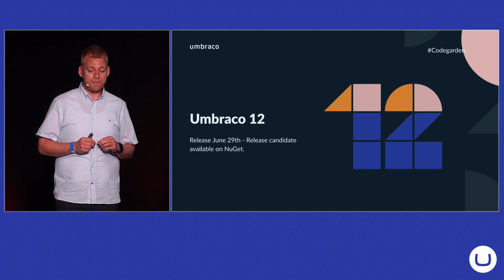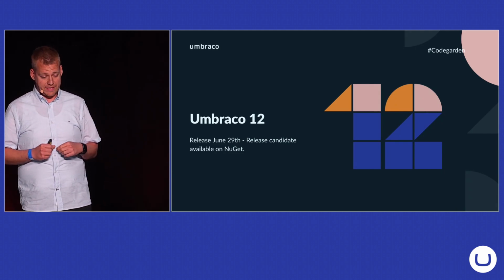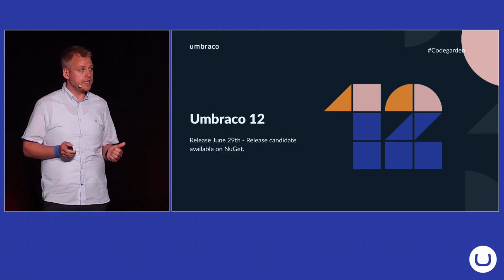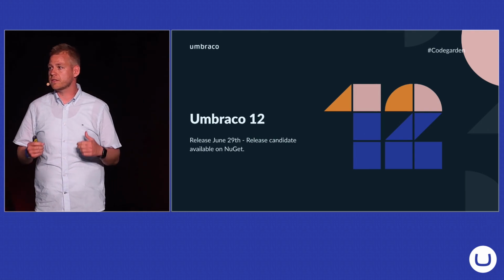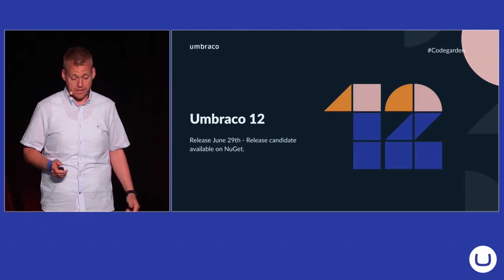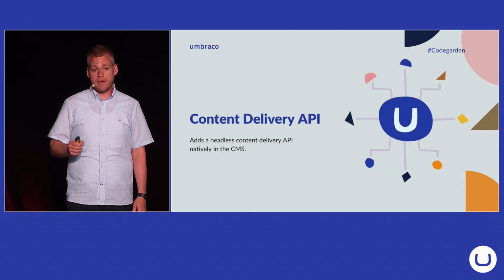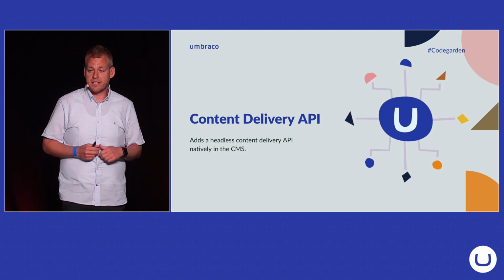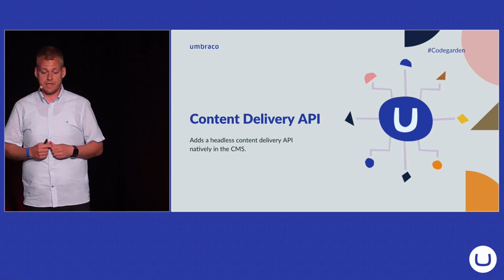Umbraco 12 will be the next version of Umbraco. It will go out by the end of this month. We already have release candidates available, and it still runs on .NET 7 because it's the latest .NET. The main feature is the content delivery API, so this brings native headless functionality to the CMS.